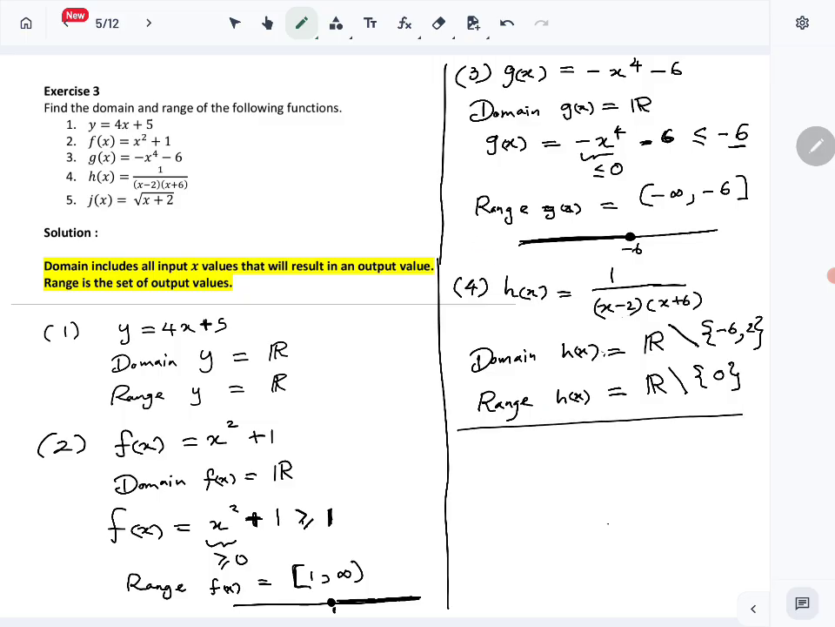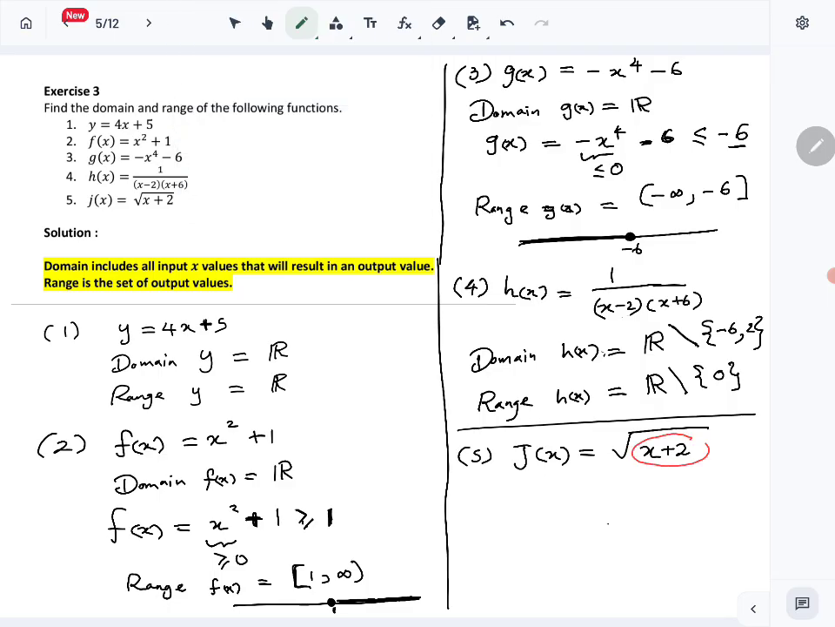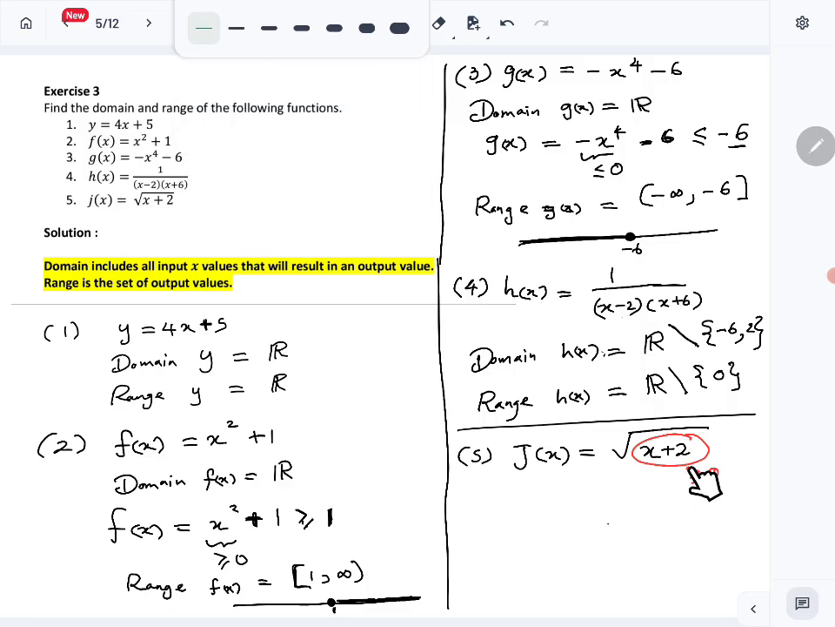So then the last one, right? Here we have a square root. This is how we find the domain. What type of numbers can we put inside the square root? They have to be what? Greater than or equal to 0. We can't put negative numbers inside the square root. So our expression inside has to be what? Greater than or equal to 0.